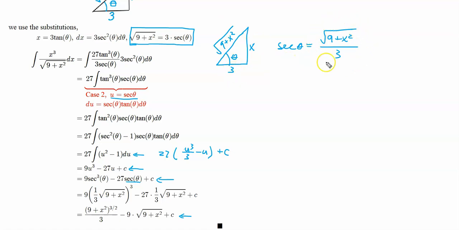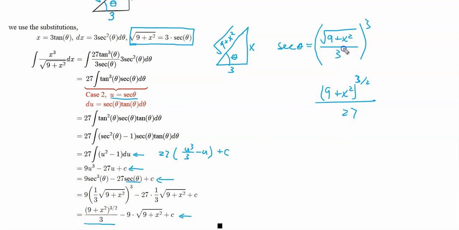Now what you have to do is just substitute this in place of all the secants. Okay, so you notice we have a secant cubed here. If we cube this, that's going to give us 9 plus x squared to the 3/2 power over 27, right? And so we put that in place of the secant cubed right here. And so you'll notice that what we end up with is 9 plus x squared to the 3/2 over 3, right? When we multiply the 9 against the 27, we get 1/3, okay? So we end up with this term here.